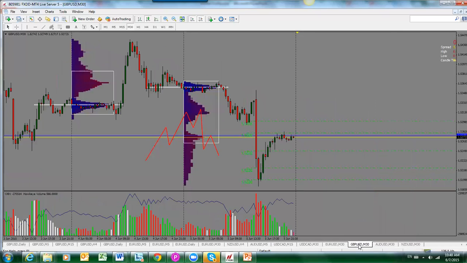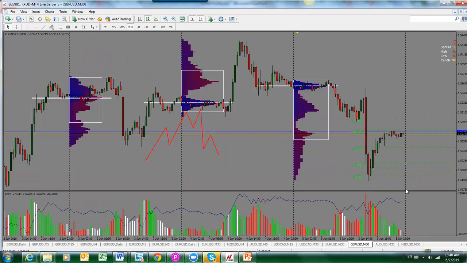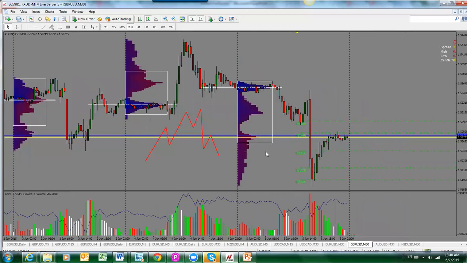So this applies across different pairs. This is pound dollar 30-minute chart. As you can see, we saw a big move and then we saw price pull back. In this case, we didn't have a clear double distribution like the other one did. So we saw the price come back all the way up, and that's where the price reacted. So the double distribution is essentially a trending market.